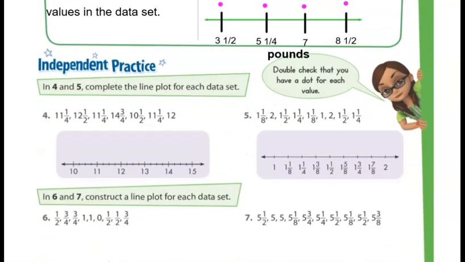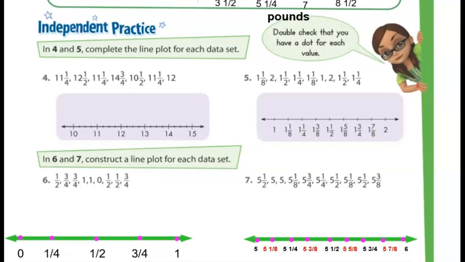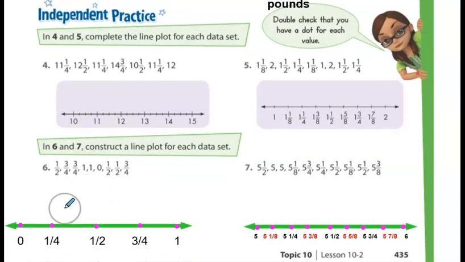All right, so we're going to go down to this bottom portion. I went ahead and wrote out, for number 6 and number 7 especially, what your line graph should look like, because sometimes it's a little bit tricky to decide what you want for your values along the bottom of your line plot.